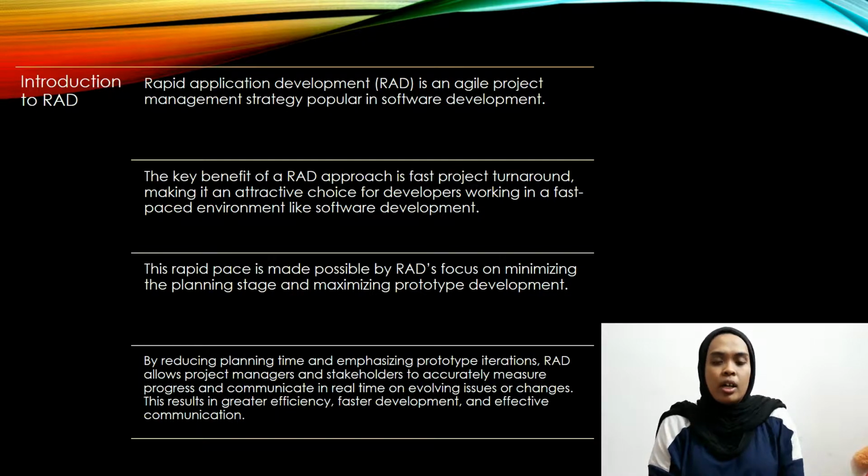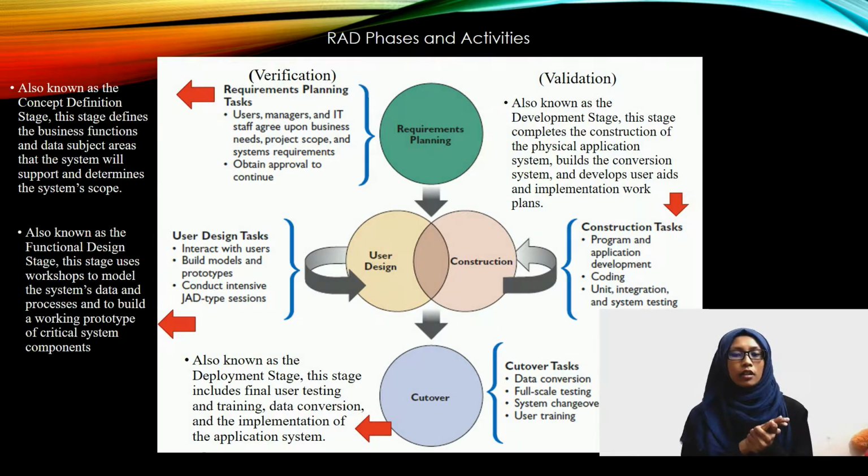The benefit of the RAD approach is fast project turnaround, which means it only focuses on minimizing the planning stage and maximizing prototype development. RAD only focuses on prototype iteration, which reduces planning time. So RAD allows project managers and stakeholders to accurately measure progress and communicate in real time about evolving issues or changes. There are 4 stages in RAD phases and activity.